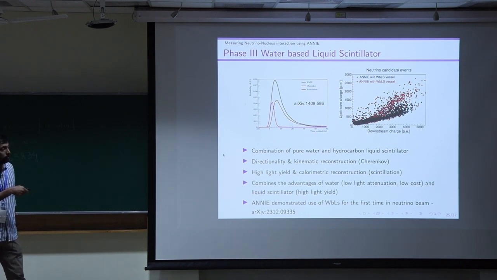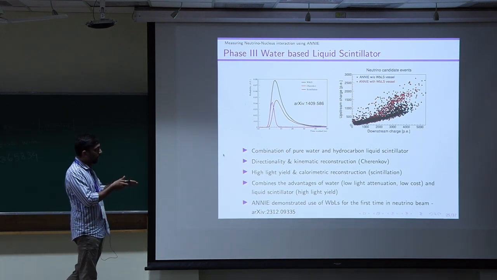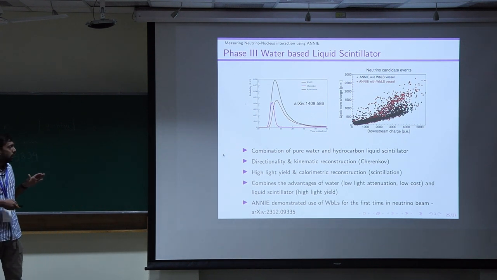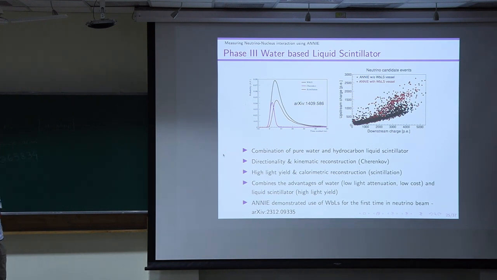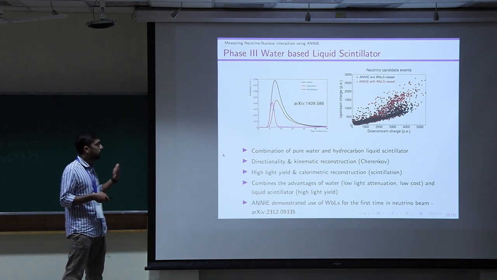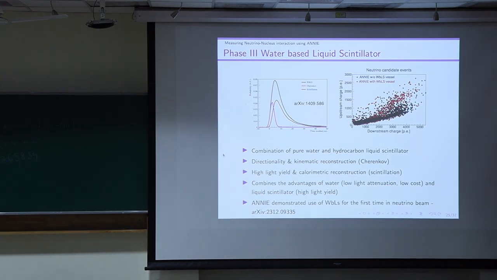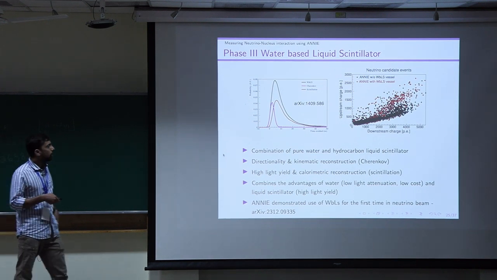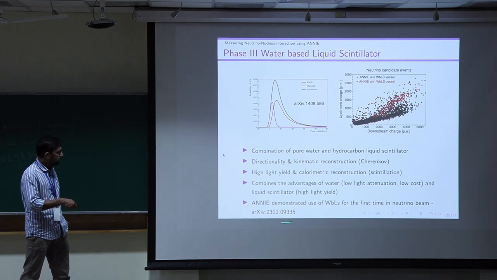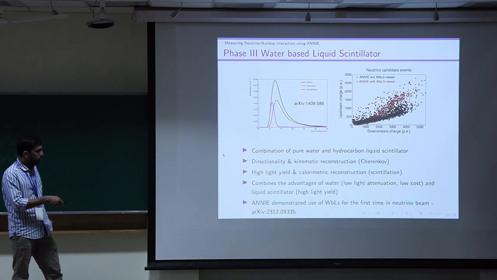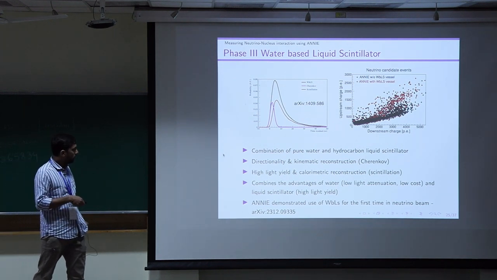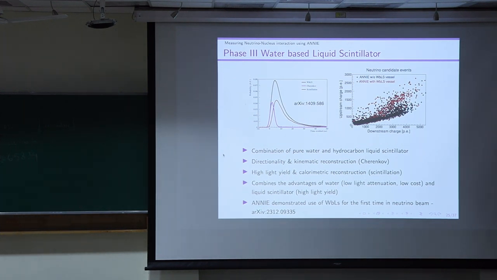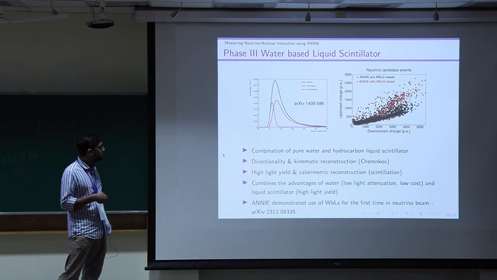And again, this is a parameter that one can use to separate out the Cherenkov light and the scintillation light. This is a very preliminary result, and we are still looking into the data carefully, and hopefully we'll be able to come up with some other parameters which we can use to separate out the scintillation light and Cherenkov light. Okay, so we have demonstrated the WBLS technology for the first time in a neutrino beam, and this paper is now out, and you can go and read this particular paper if you are interested in using water-based liquid scintillator.